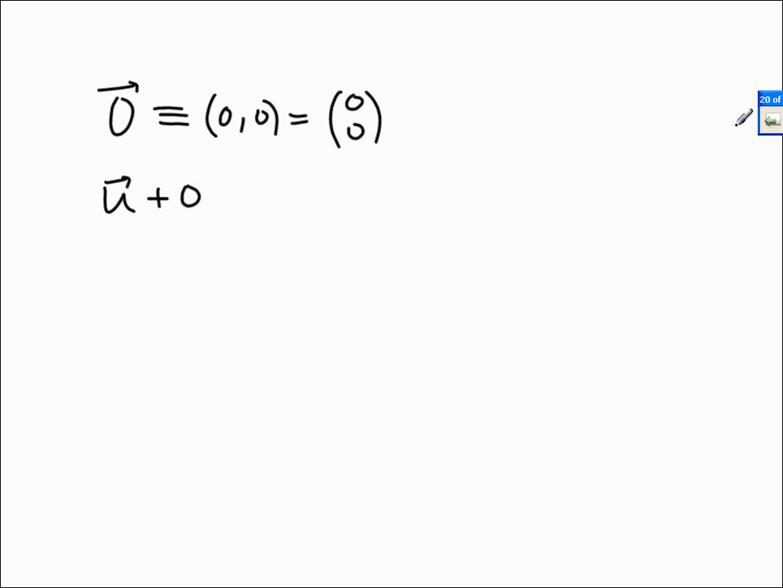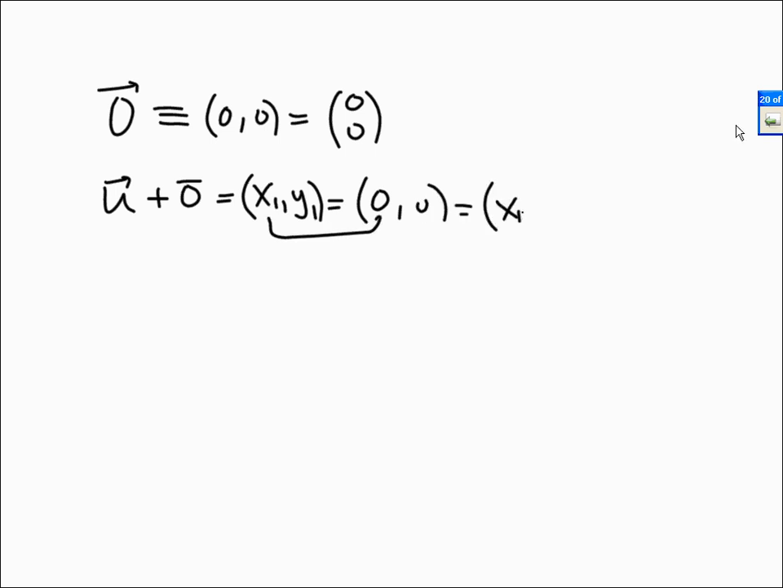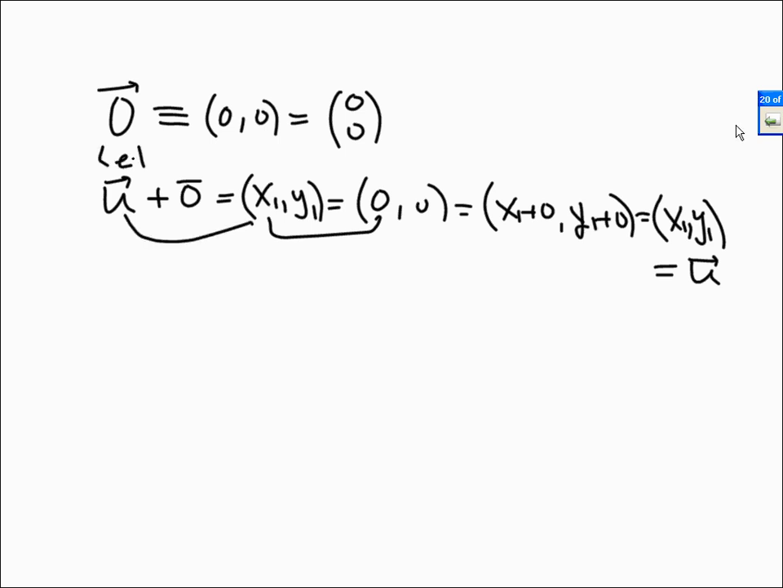What is u plus the 0 vector? Well, if u is x1, y1, and the 0 vector is 0, 0, well, you add the first components, you get what you get. You add the second components, you get what you get. And x1 plus 0 is x1, y1 plus 0 is y1, and that is just u. And after all, that is what I called u, but let's state it formally. Let u equal x1, y1. If you add the 0 vector to u, you get back u.